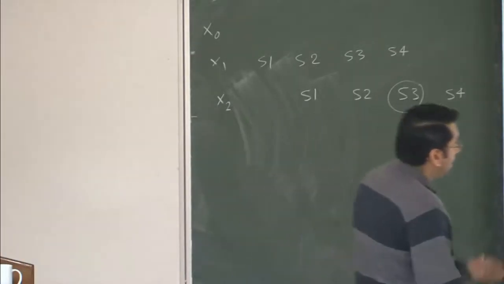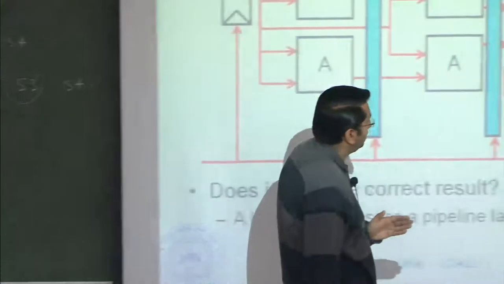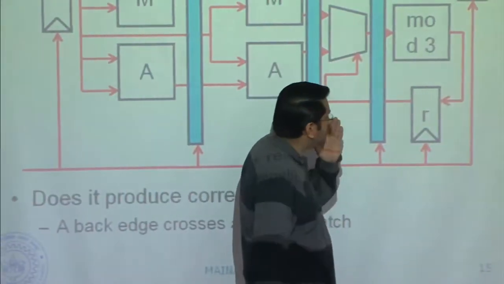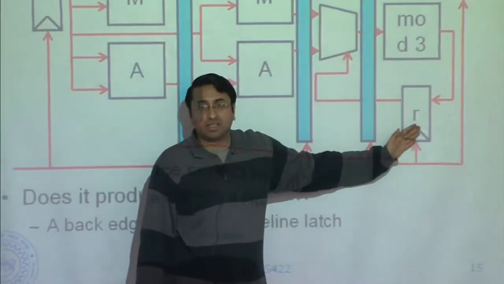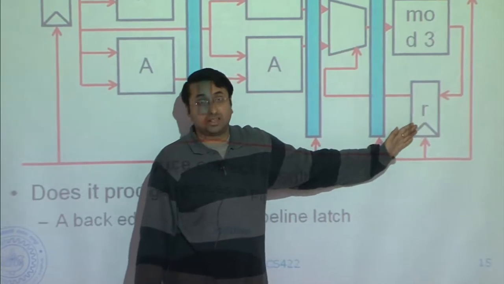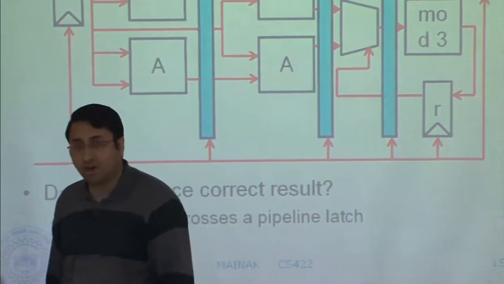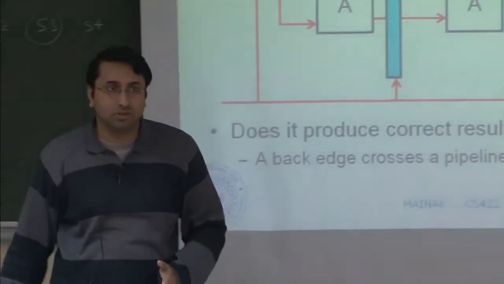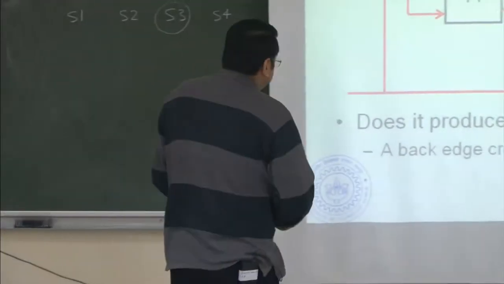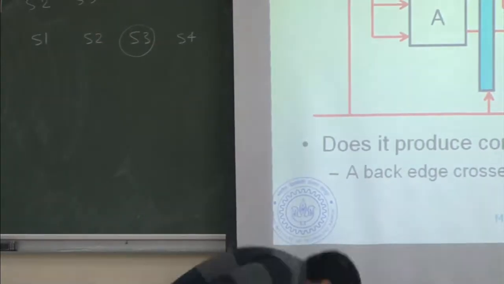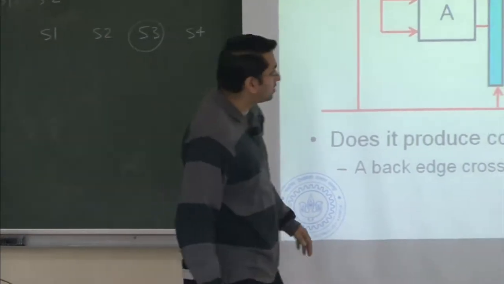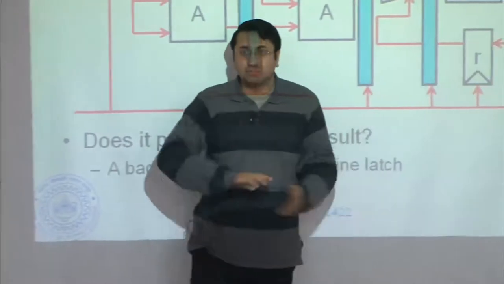Keep this in mind. Whenever you see in your design that a value is getting produced in a stage which comes after the stage that consumes the value, you know that there is a problem. This pipeline is not going to work. That essentially translates to a backedge crossing a pipeline latch in a pipeline diagram.